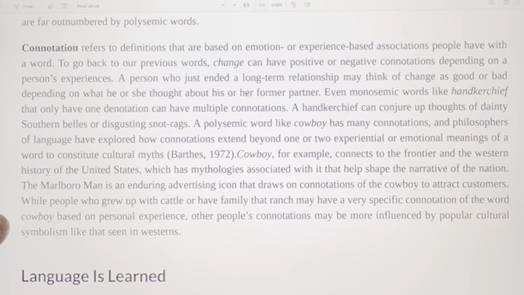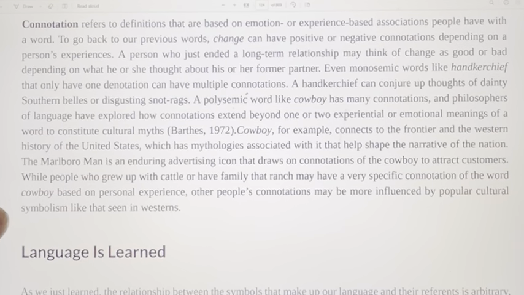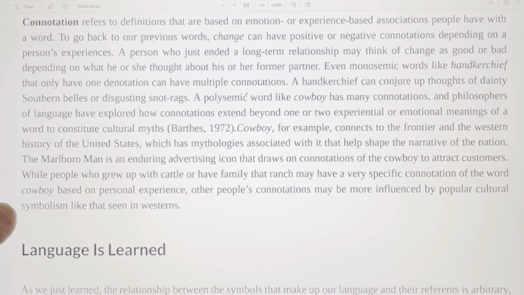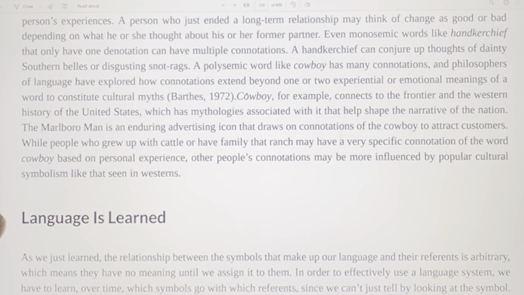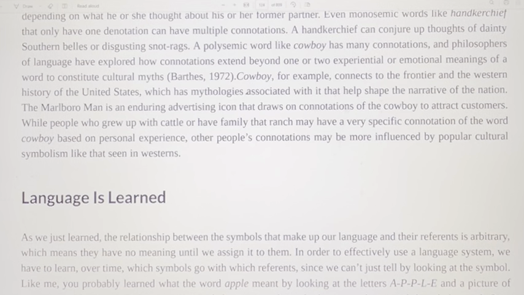Connotation refers to definitions that are based on emotion or experience-based associations people have with a word. To go back to our previous words, change can have positive or negative connotations depending on a person's experiences. A person who just ended a long-term relationship may think of change as good or bad, depending on what he or she thought about his or her former partner. Even monosemic words like handkerchief that only have one denotation can have multiple connotations. A handkerchief can conjure up thoughts of dainty southern belles or disgusting snot rags.